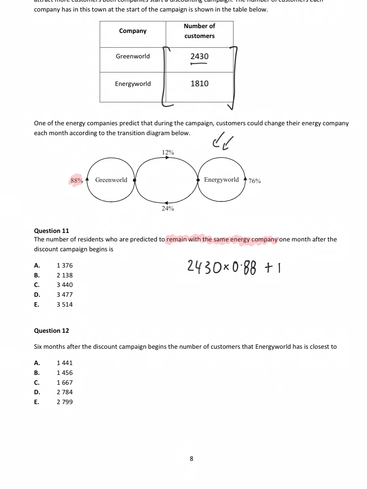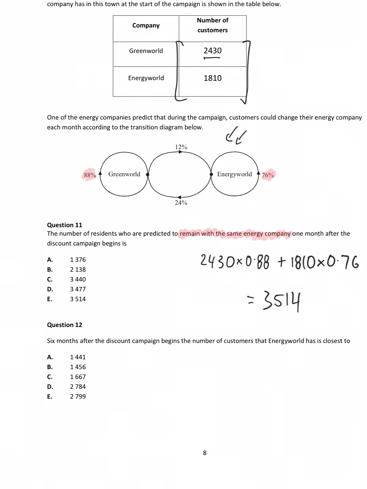With Energy World, we've got 1810, and we can see, I'll just highlight it, that 76% will stay in Energy World. So you times that by 0.76. And that'll give us the number of people who are just going to remain in the company. I'll quickly do that, and that'll equal 3,514. Cool, so that answers E.